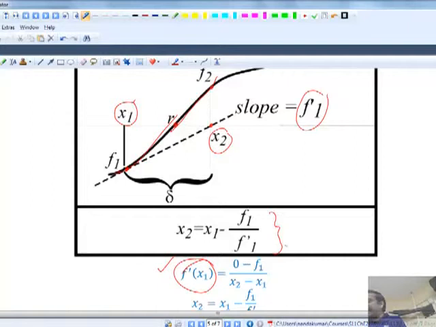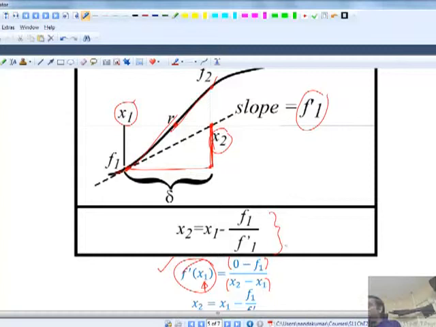But f prime is also given by, if you take these two points, the slope, rise over run, it's going to be 0 minus f1, which is this vertical line, which is what you see in the numerator, divided by x2 minus x1. Geometrically, you can see the slope, which you know already. But I'm setting this equal to 0 because at this point, the function is 0. Okay? And I'm going to solve this particular equation.